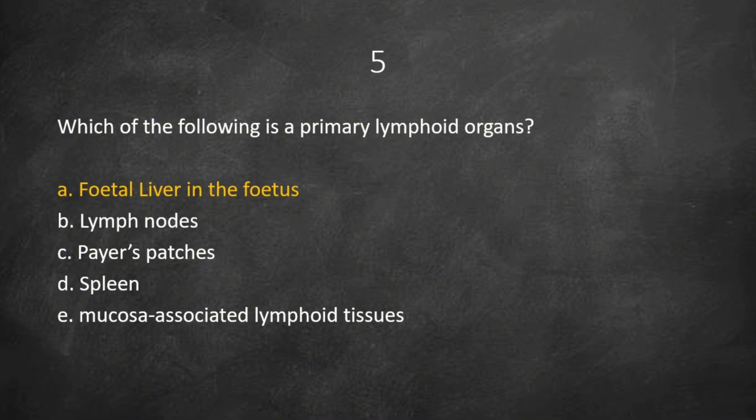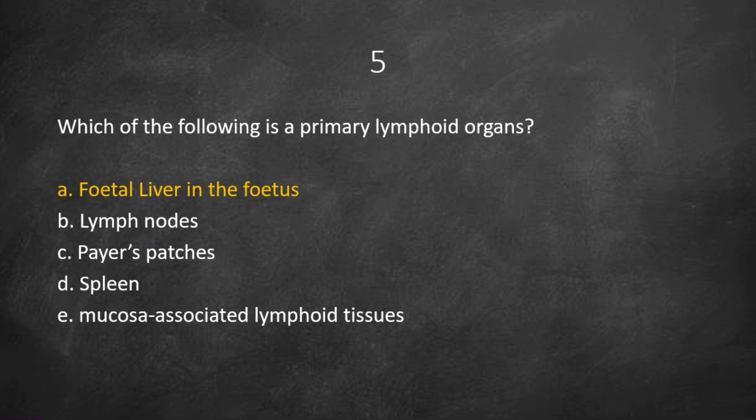So fetal liver in the fetus is a primary lymphoid organ, and apart from that, another primary lymphoid organ is the bone marrow and then the thymus. So these are the primary lymphoid organs, and in the primary lymphoid organs, that is where the development and then the maturation of lymphocytes occur.